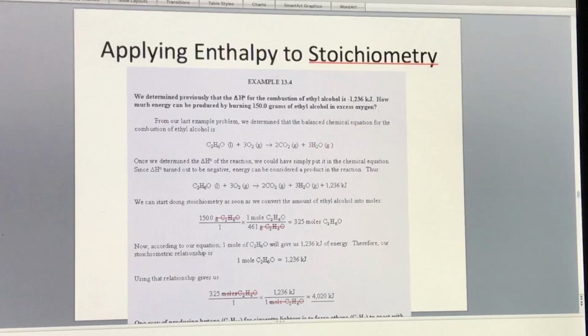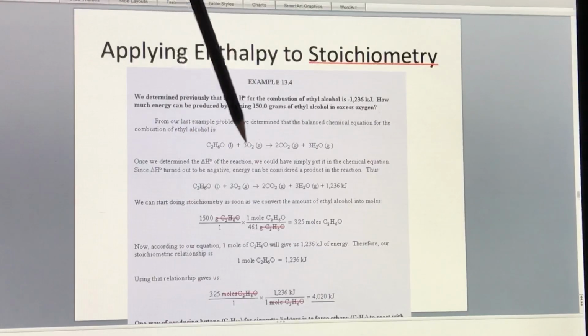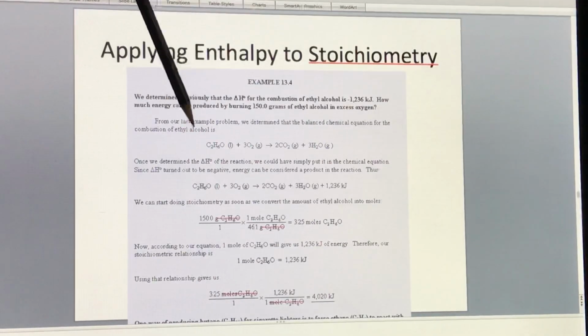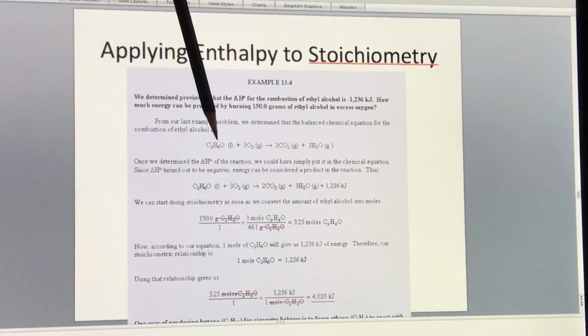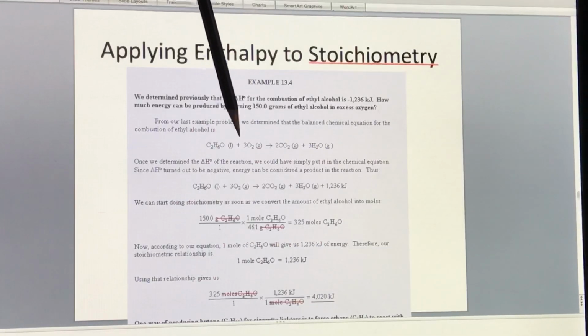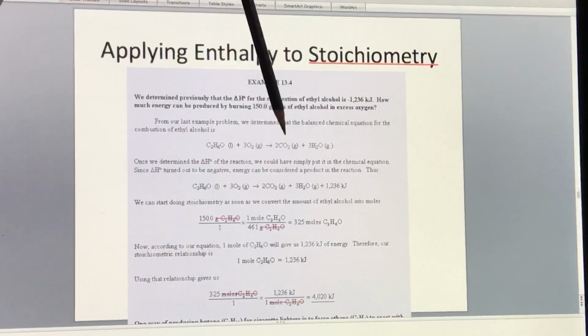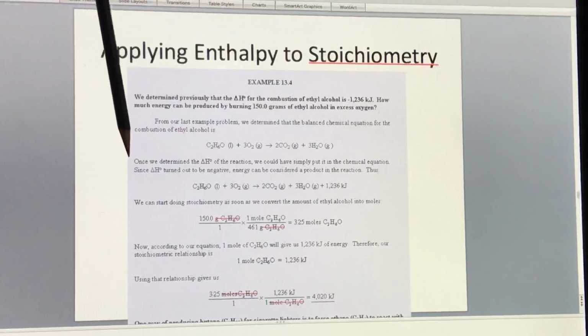So our ears should always perk up, right, when we're given gram units. We know at some point we're going to have to be changing them to moles when we're talking about stoichiometry. But let's start here. First, they start with a very good equation that's balanced. We have the ethyl alcohol here combined with oxygen in a combustion reaction, and again we produce carbon dioxide and water.